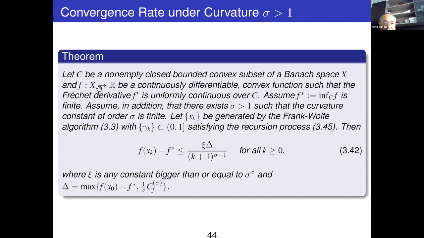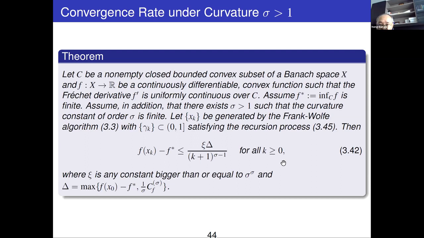The conditions are more or less the same. So we have a Banach space, we have a closed bounded convex subset C. We have a function F, continuously differentiable, convex. The derivative is uniformly continuous over C. Now the optimum value is finite. Also, the curvature constant of order sigma is finite for some sigma bigger than one. And then we have the sequence generated by Frank-Wolfe, FWA. And then I need to assume that the step size gamma k satisfies the recursion process 3.45.